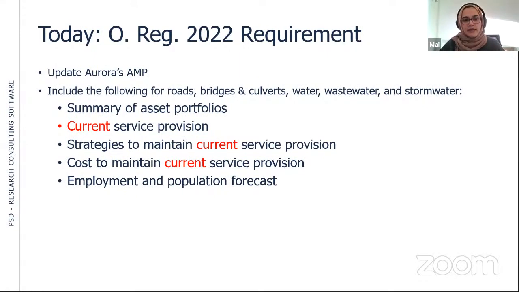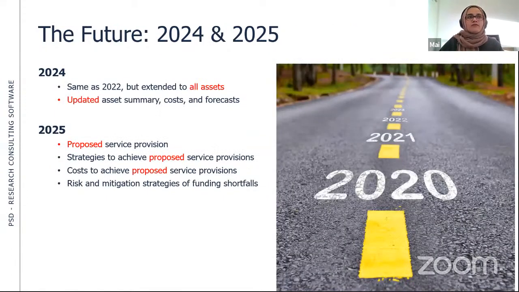As part of the asset management plan, we're also looking at the non-core assets, not in as much detail, but we are making sure that the value of those assets are correct, that they're accurate, they are not overvalued or undervalued. But when it comes to the non-core, that's really going to be the focus of 2024. That's really when municipalities will extend all of the things that they're doing in 2022 to the non-core assets. And then finally, come 2025, municipalities will have the opportunity to propose levels of service.